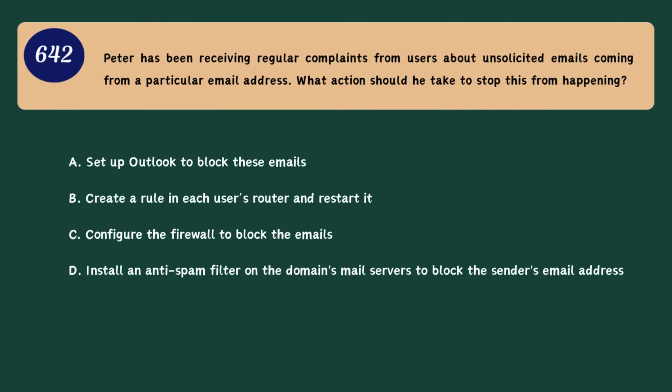Question 642. Peter has been receiving regular complaints from users about unsolicited emails coming from a particular email address. What action should he take to stop this from happening? A. Set up Outlook to block these emails. B. Create a rule in each user's router and restart it. C. Configure the firewall to block the emails. D. Install an anti-spam filter on the domain's mail servers to block the sender's email address.